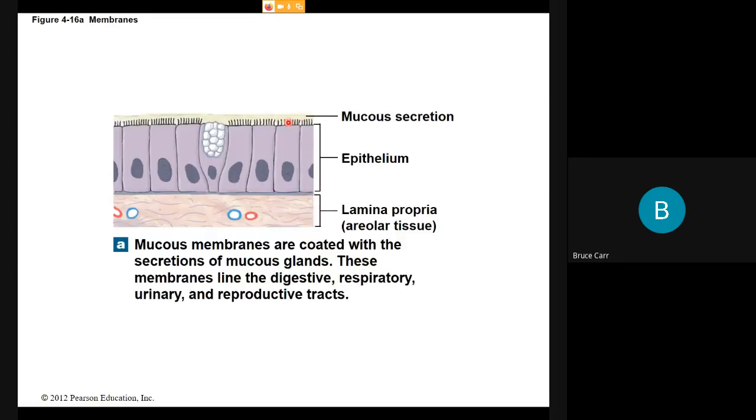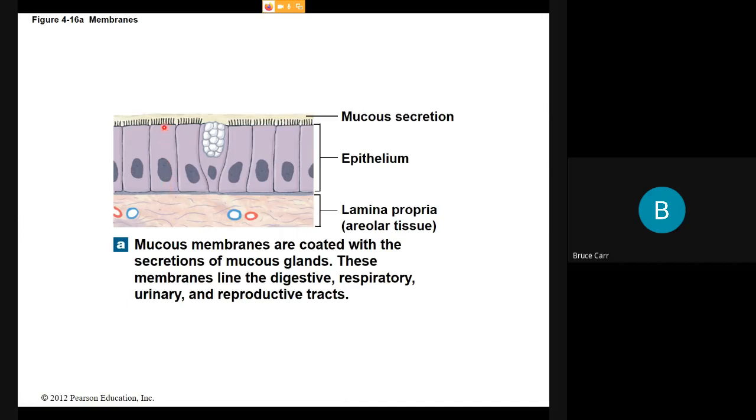The types. If the passageway opens to the outside of the body, either as an entrance or an exit, it is covered with a mucous membrane. Now here you can see this. Let's apply our formula.